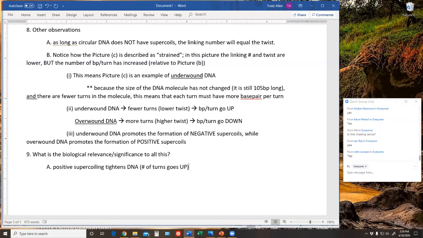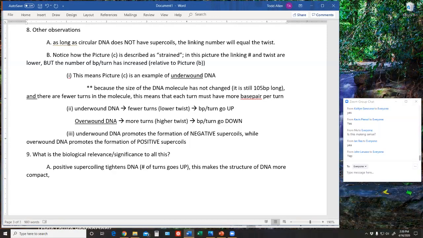And think about it. If we tighten the DNA because of the positive supercoils, this makes the structure of DNA more compact. And if we make the structure of DNA more compact, it's going to be harder for any enzyme that wants to decode the information of the DNA to do that, which means that positive supercoils, by compacting the structure of the DNA, make it a lot harder to express genes.